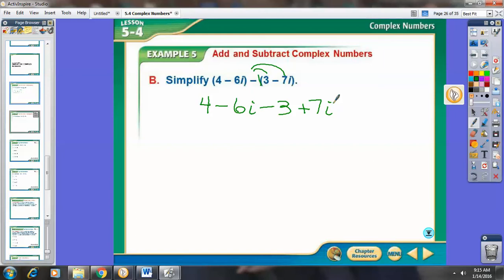Now just combine those terms. 4 minus 3 is 1. Negative 6i plus 7i is 1i, or i. 1 plus i.